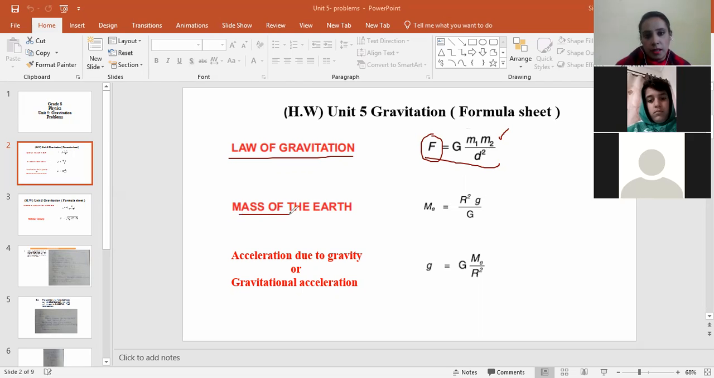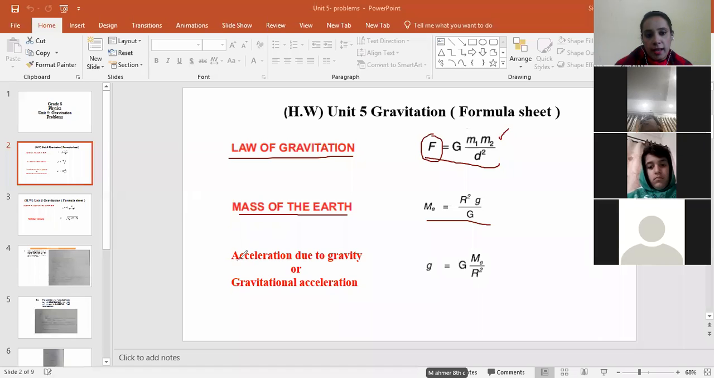Then the mass of Earth. If the problem asks you to calculate the mass of Earth, as you already know how to calculate it, but sometimes if some values are changed in the problem, you can use this formula: Me equals r square g by capital G. Then if you need to find the acceleration due to gravity, you can use the formula g equals capital G Me by r square.